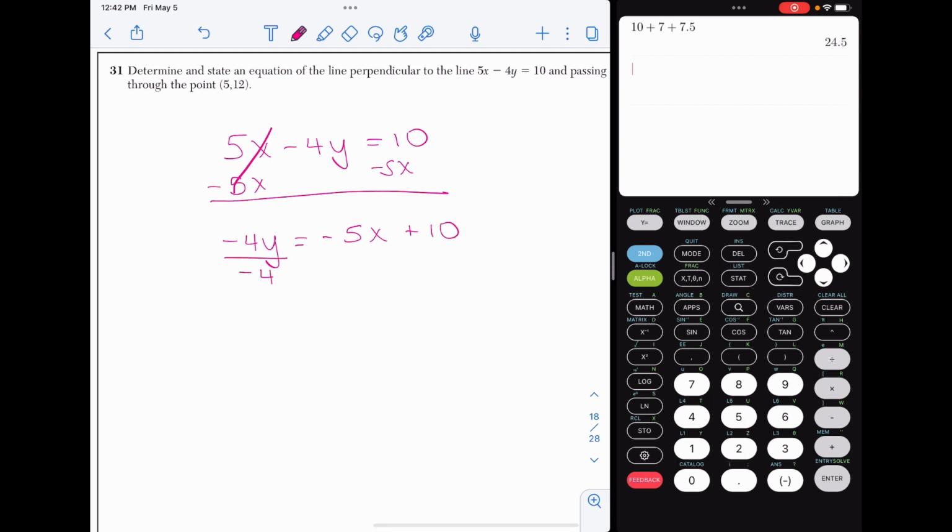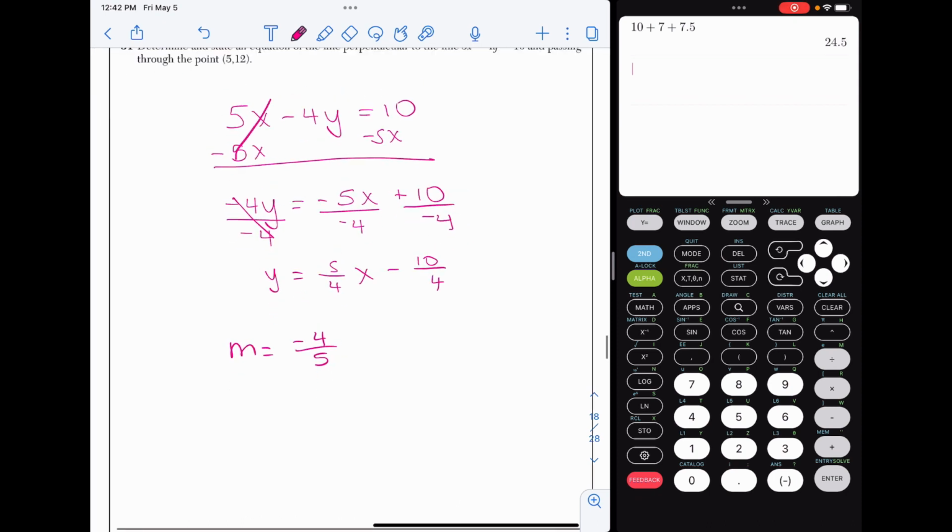And I'm going to now divide everything by -4. So I have y equals 5/4x minus 10/4. The slope of this line is 5/4, so the slope of a perpendicular line would be -4/5 because the slopes of perpendicular lines are negative reciprocals.